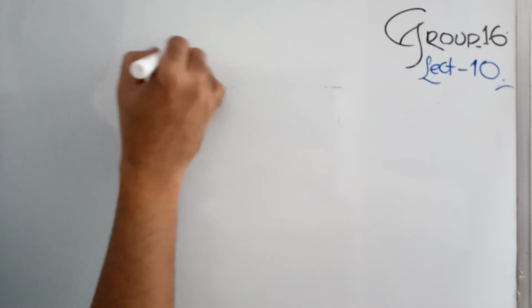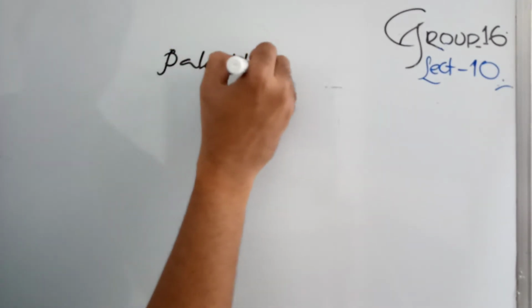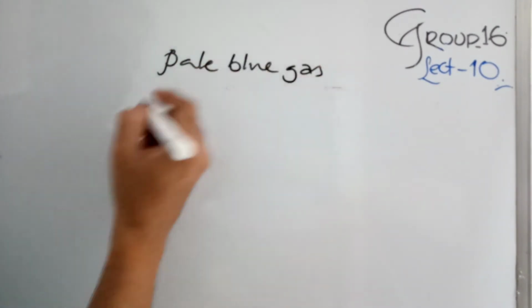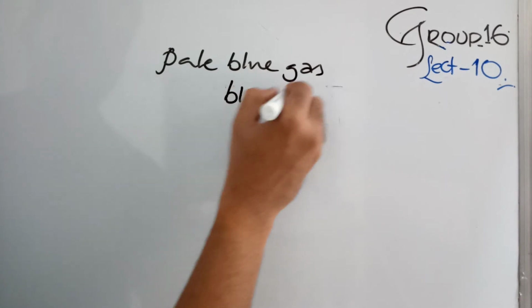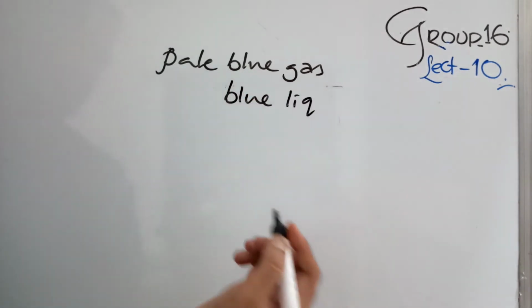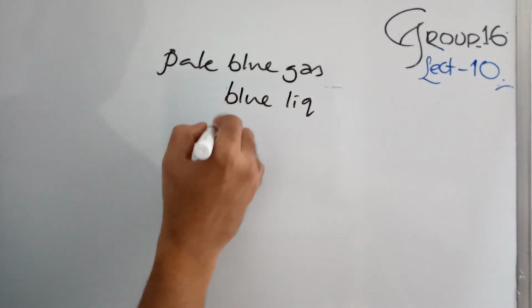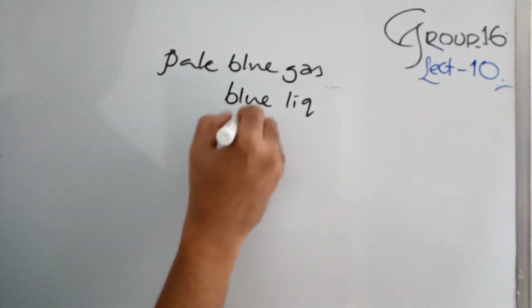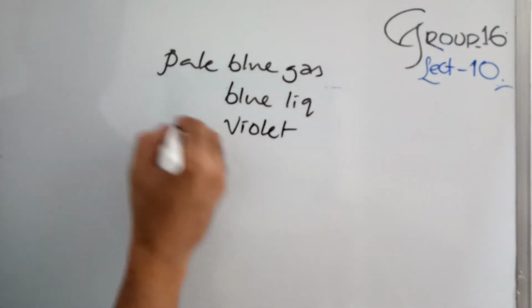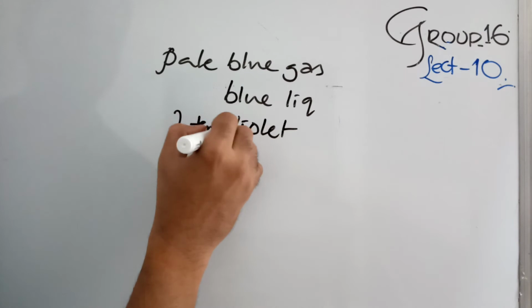Ozone is a pale blue color gas, but when it turns into liquid, it is a blue color liquid. But when it turns into solid, it is an intense violet color solid. Okay, you can say a very thick violet color solid.